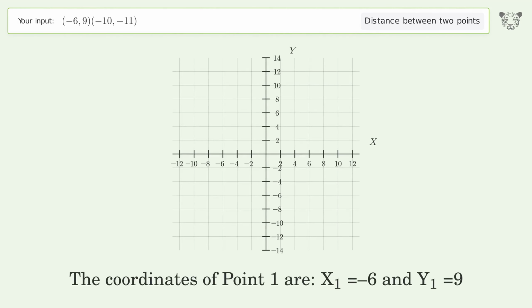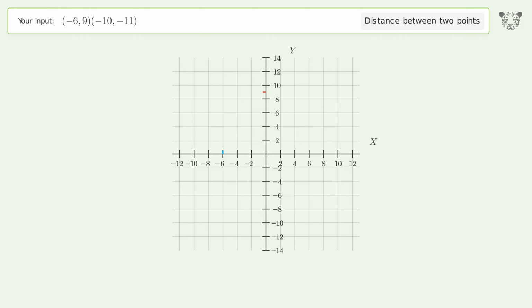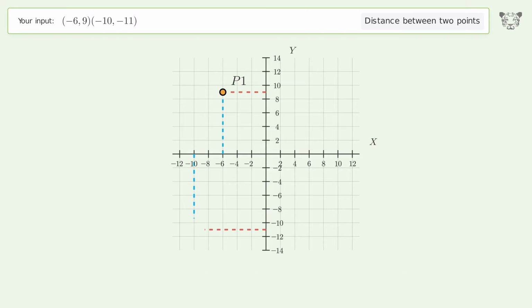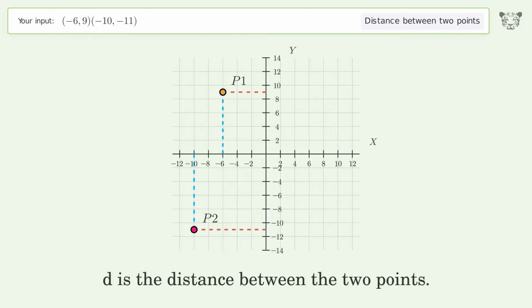The coordinates of point 1 are, x1 equals -6 and y1 equals 9. The coordinates of point 2 are, x2 equals -10 and y2 equals -11. D is the distance between the 2 points.